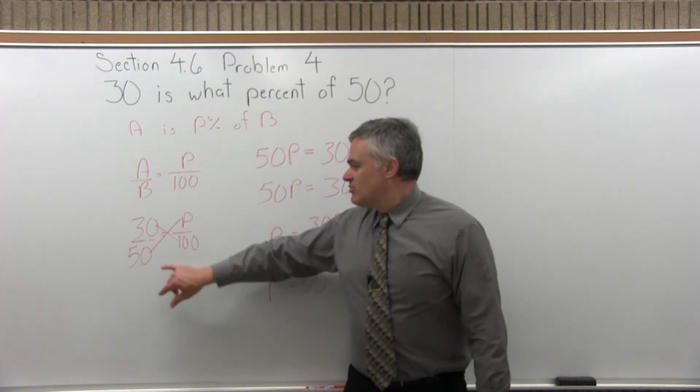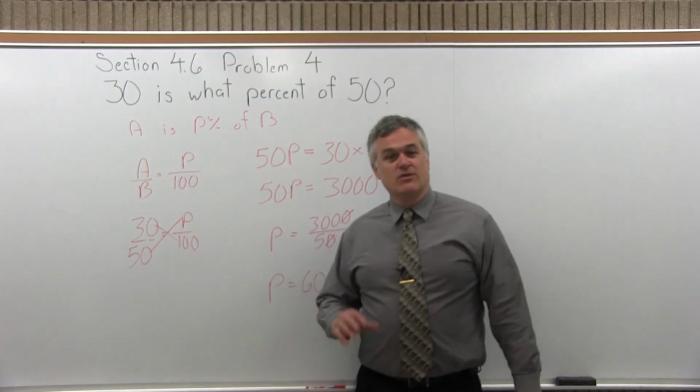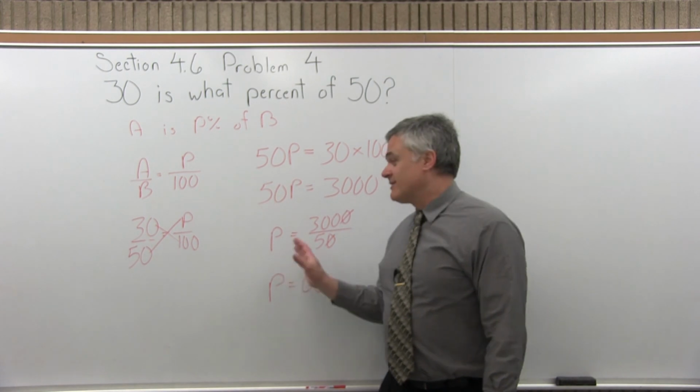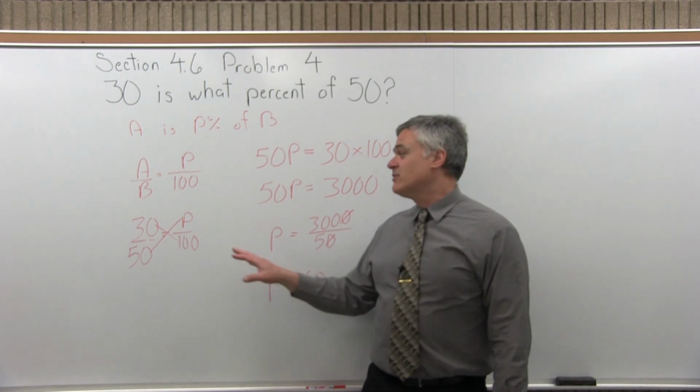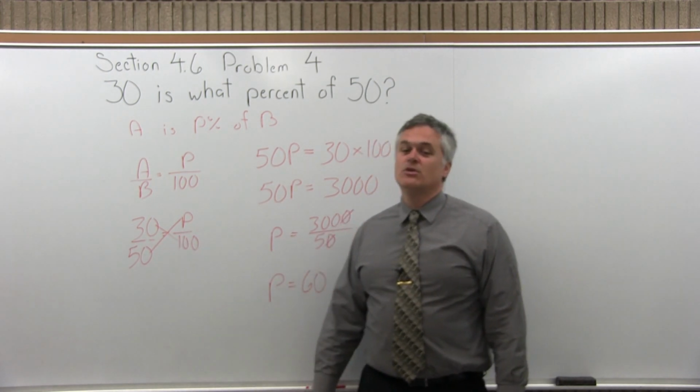And as with some of the other problems, notice the 30 over 50. I could have reduced that and made it 3 over 5. I'd get the same answer in the end. So you can reduce if you want to, but you don't have to.